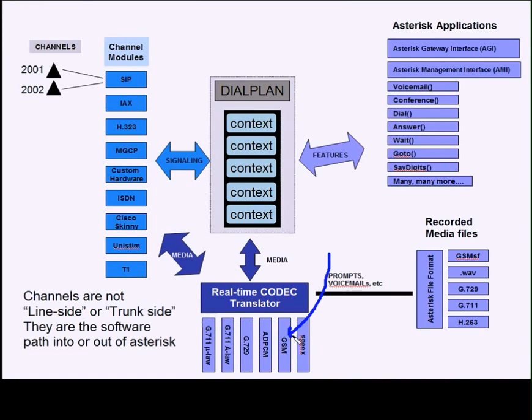Asterisk, by default, though, its favorite codec is GSM. If you load Asterisk, it will prefer to have all of its little files recorded in GSM, able to get a phone call to flow through the Asterisk system.